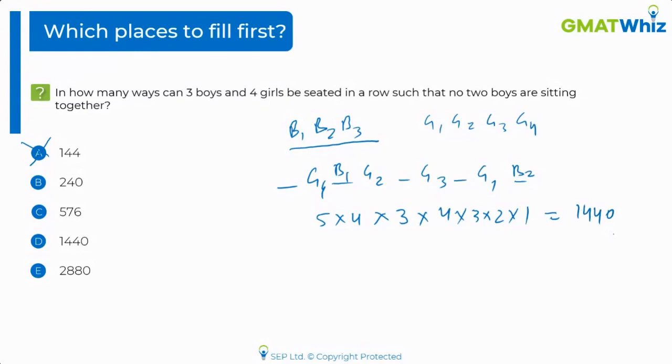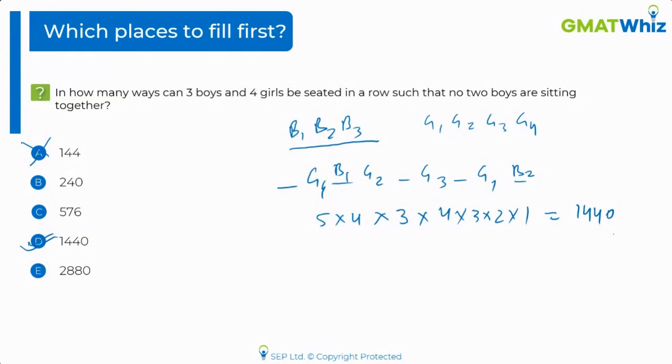So those of you who marked D as the correct answer did the right thing. And just take this learning forward from here. Pretty good question. A very important lesson whenever you're talking about placing people so that no 2 people are together: try to fix the other group first.